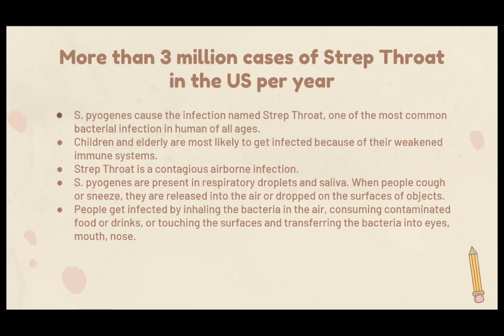Strep throat is a contagious airborne infection. The bacteria are present in respiratory droplets and saliva. So when infected people cough or sneeze, they are released into the air or drop on the surfaces of objects. People get infected by inhaling the bacteria in the air, consuming contaminated food or drinks, or touching the surfaces and transferring the bacteria into eyes, mouth, and nose.